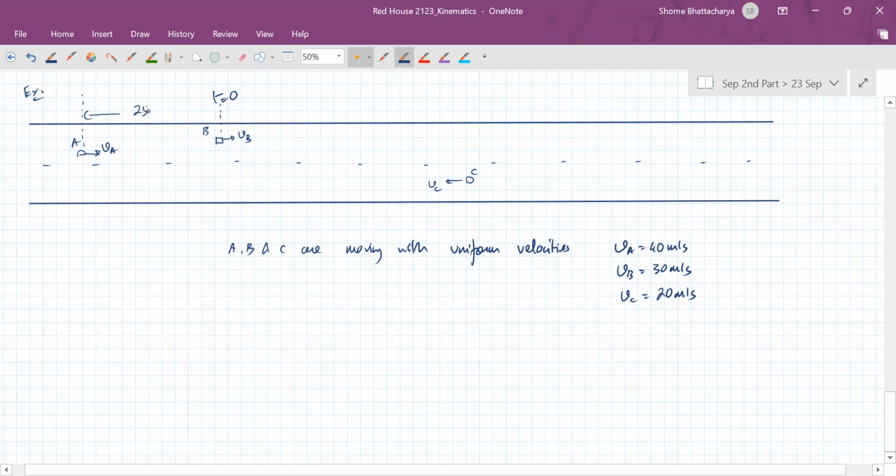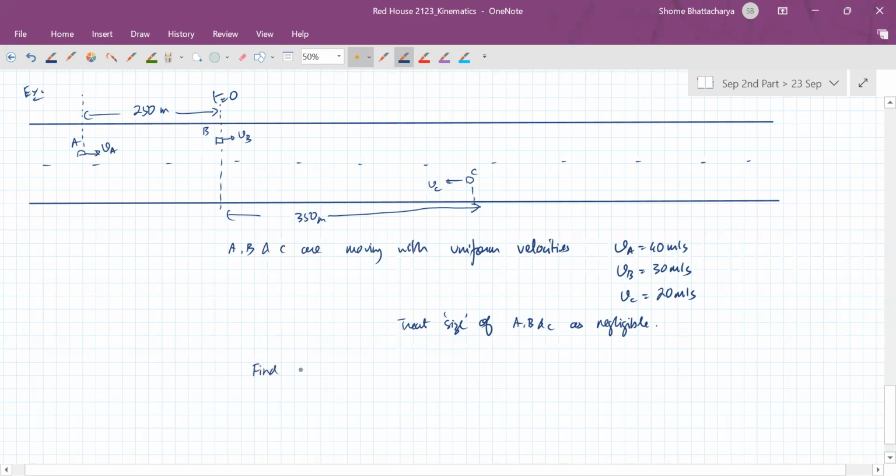is, let's say, 250 meters, and the distance between B and C at this moment is 350 meters. So treat the size of A, B, and C as negligible. So maybe 1 meter or less in size. So you can neglect that compared to these distances of 250 meters, 350 meters, and all that. Okay. So this is the situation at t equal to 0.